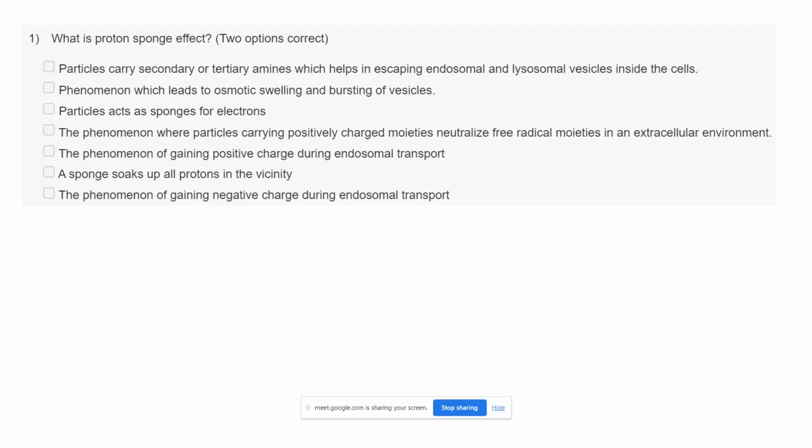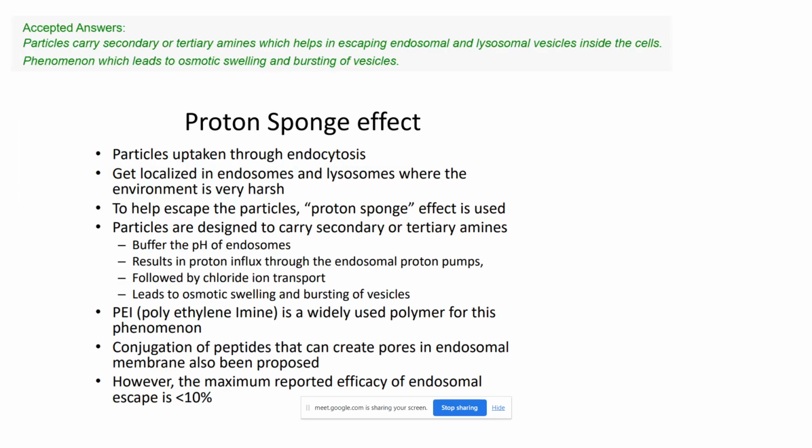Okay. So the first question was proton sponge effect. So we had to choose two correct options. The correct options were: particles carry secondary or tertiary amines, which helps in escaping endosomal and lysosomal vesicles inside the cells, and phenomena which leads to osmotic swelling and bursting of vesicles.